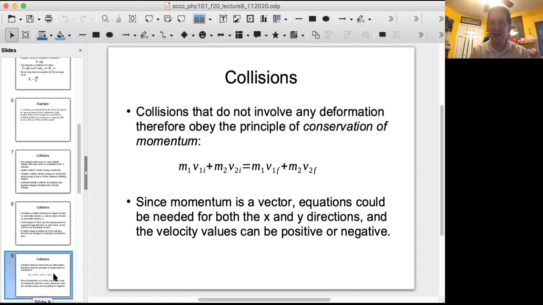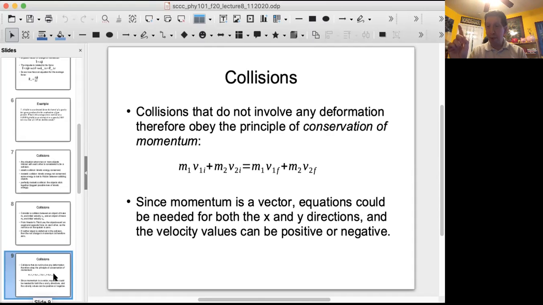So basically, collisions that do not involve any deformation, a change in the shape of the objects, obey the principle of conservation of momentum. Mathematically, you can express it like this: m1 v1i plus m2 v2i equals m1 v1f plus m2 v2f. So the initial momentum of the first object plus the momentum of the second object equals the final momentum of the first object plus the final momentum of the second object. And obviously, if there are multiple objects involved in the collision, you can extend that for as many objects as there are.